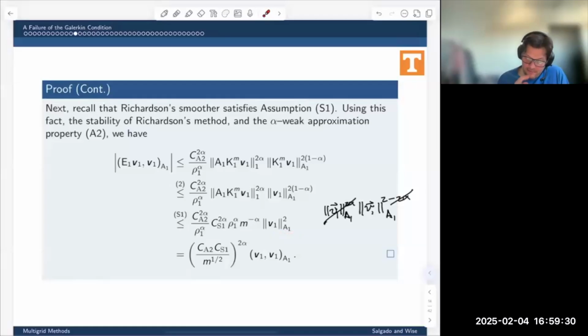Now, what else do I have? This would not have happened if I hadn't used the stability to get rid of this K. I had to use the stability to eliminate that in going from this step to that. And then I have precisely the right powers that cancel just to give me the square.